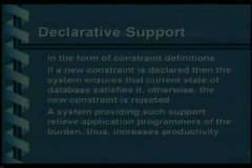Now declarative support comes in the form of constraint definitions. If a new constraint is declared, then the system ensures that the current state of database satisfies it. Otherwise, the new constraint is rejected. So whatever is the present data, that is current state, it should satisfy the new constraint. A system providing such support relieves the application programmer of burden, thus increases productivity.